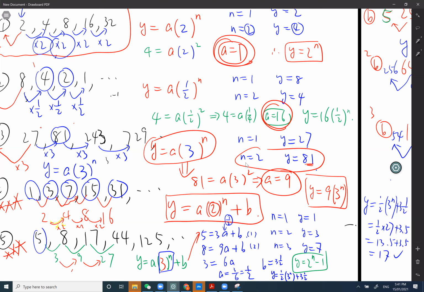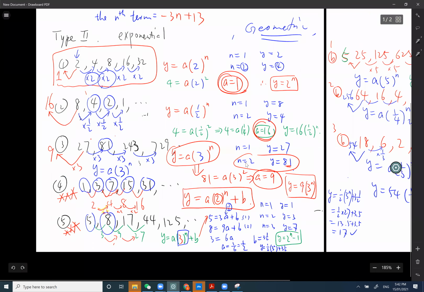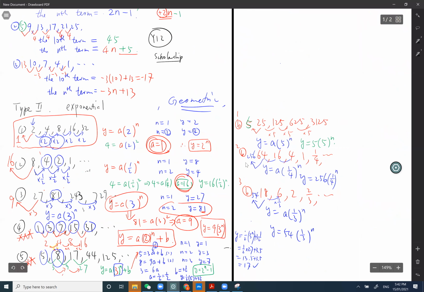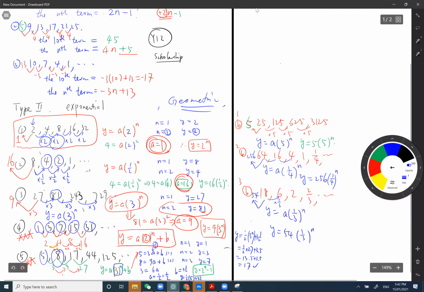What's your formula? 3 to the power n plus 2. This one is wrong. 3 to the power 2 plus 2 gives you 11, not 8. Okay. Today, this part is so important. Casper, any question? Sophia is late, she needs to watch the video later. Let's do 2 more questions. Number 6, number 7.